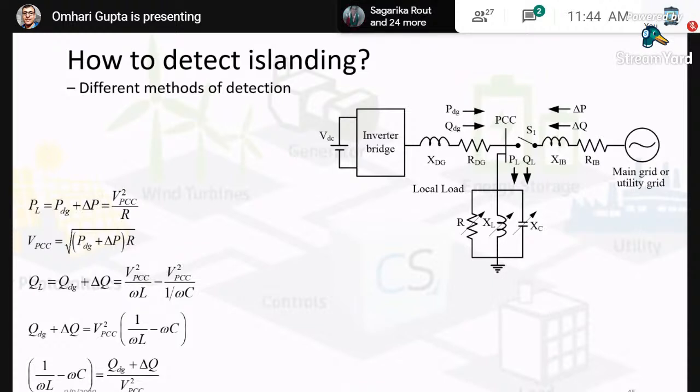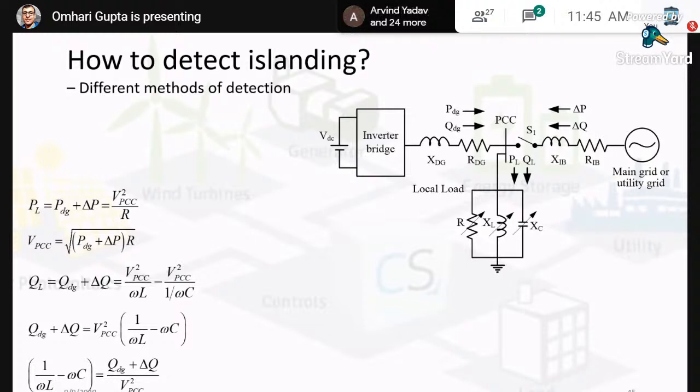What is the capability of this inverter? It can control the injected active as well as reactive power. So we can assume that momentarily this PDG and QDG will not deviate whenever there is an islanding event. This inverter can control PDG and QDG irrespective of the voltage at the PCC, right?